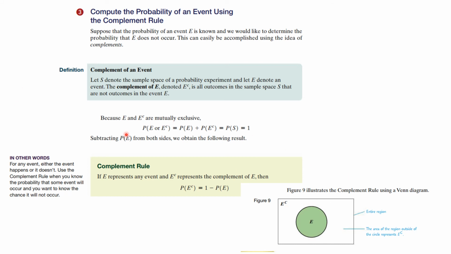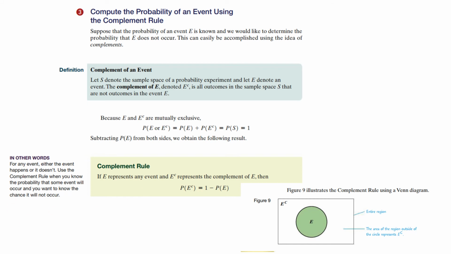That means that the probability of E or E's complement is the probability of E plus the probability of the complement, and those have to add to 1 because those are the only two events that span the space. And so if we subtract the probability of E from both sides, we get the complement rule. If E represents any event and E complement represents the complement of E, then the probability of E complement equals 1 minus the probability of E.